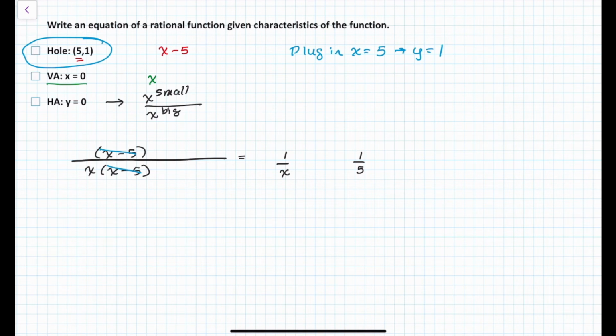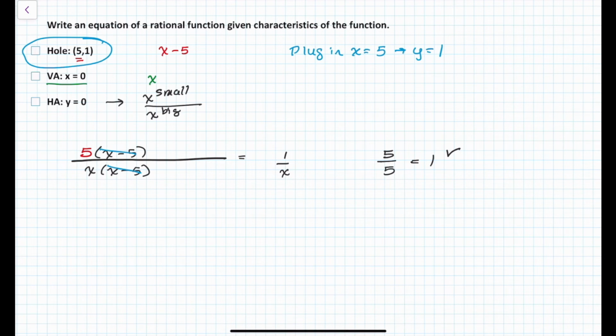So what would I need to do to this function to get 1 instead of 1/5? In other words, what number do I need to multiply by 1/5 to get 1? 5. So if I put a 5 in the front of that factor in the numerator, now when I plug in 5 for the x value of the hole, it will simplify to 1, and it all works.